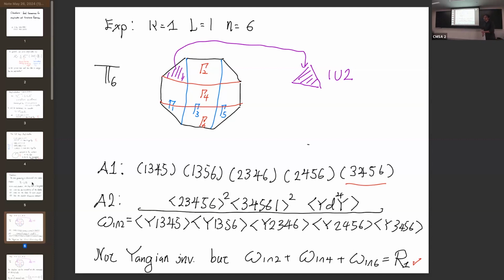Yes. How do you see that it's not Yangian invariant from this formula? You have to act on it, but just because we know that all the Yangian invariants are images of the positroid cell, and these are not images of any single cell, you can use that argument to say that it's not invariant.